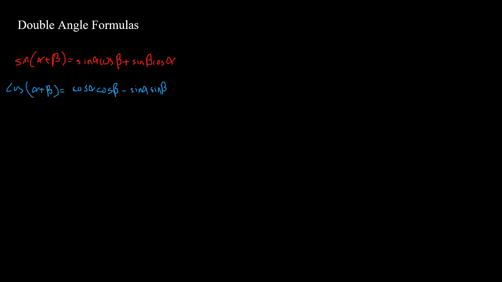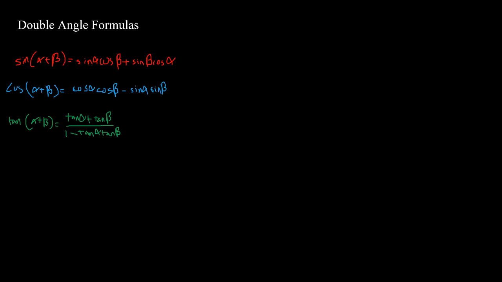And finally, for tangent, tangent of alpha plus beta is going to be equal to tangent alpha plus tangent beta over 1 minus tangent alpha times tangent beta. Now, if you don't understand how each of these formulas was derived, then I highly suggest you check out my previous videos. So with that, let's continue on.